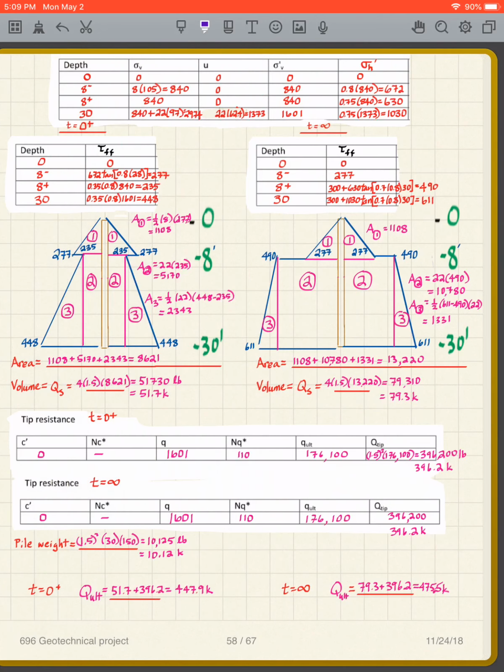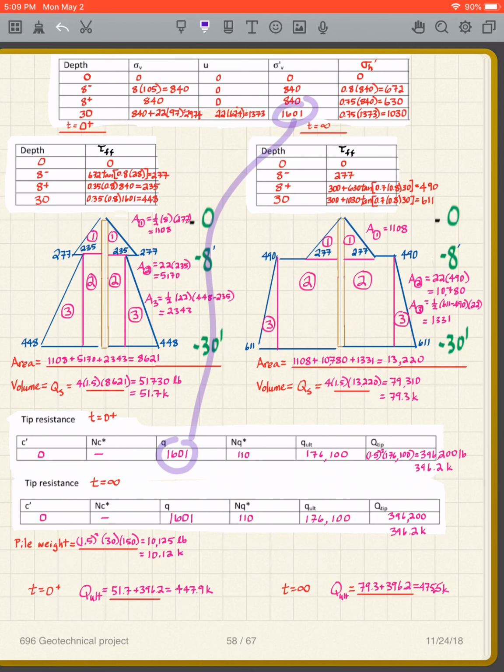And so I have my t equals 0 plus and t equals infinity tip resistance, but the tip resistance is in the sand, so these two are the same. Why? Because it's sand, and we're only interested in the drained strength in the sand. For the sand, C prime is 0, which means I don't need NC star. So I'm only interested in the Q and NQ star. And what is my Q? My Q is my sigma V prime at the tip, which is 30 feet.